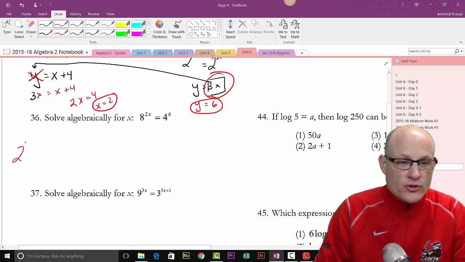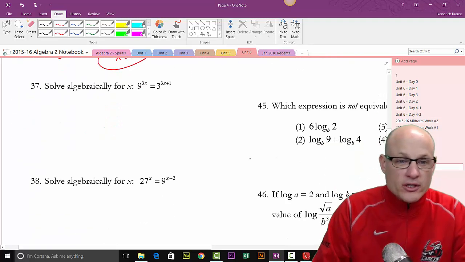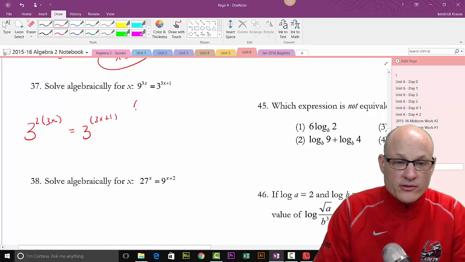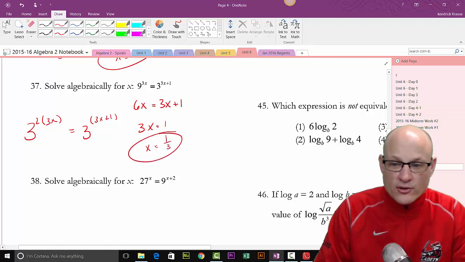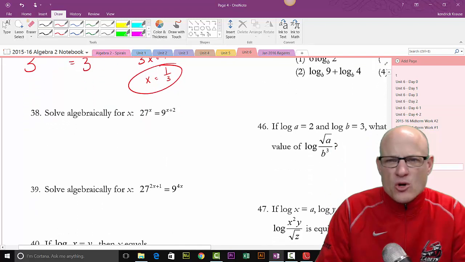So this is 2 cubed times 2x is equal to 2 squared times 6, or 6x equals 12, or x equals 2. Done. Over here, we've got 3 squared times 3x is equal to 3 to the 3x plus 1. Well, we just set the exponents equal to each other. You get 6x equals 3x plus 1. 3x equals 1, or x equals 1/3. Keep going. We're almost halfway done.